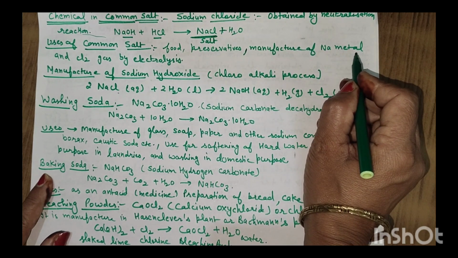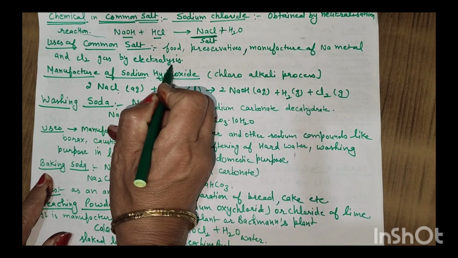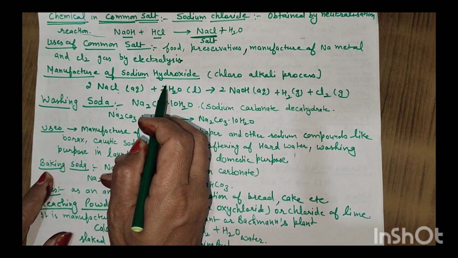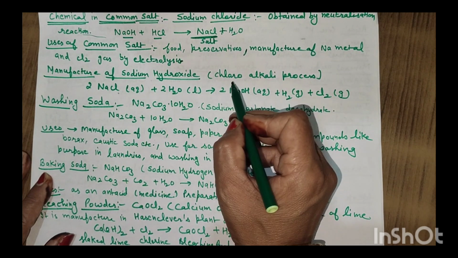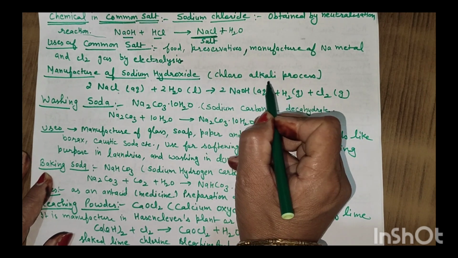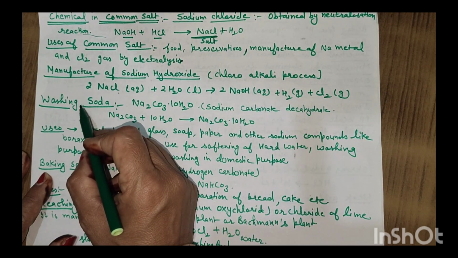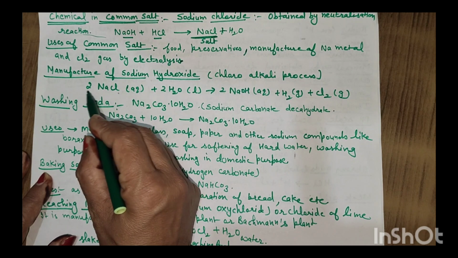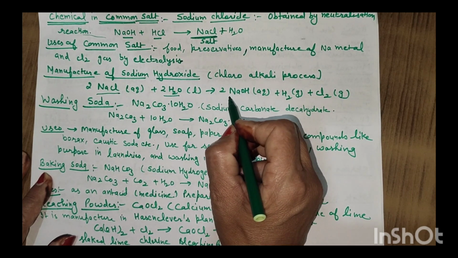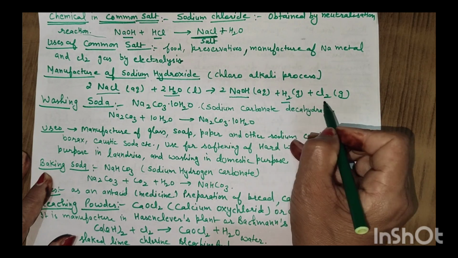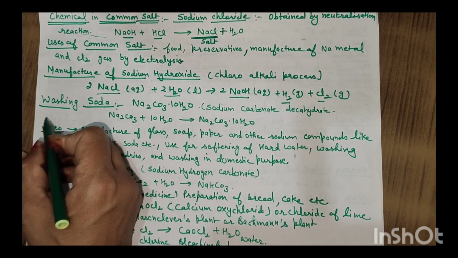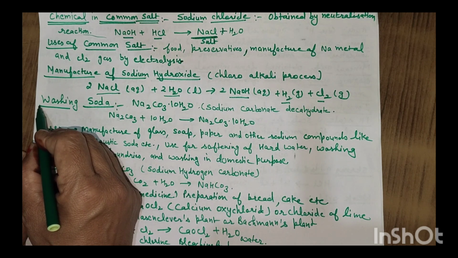Manufacture of sodium metal and chlorine gas is by the process of electrolysis. How is sodium hydroxide manufactured? This is by the chloroalkali process. In this process, sodium chloride is mixed with water, and it forms NaOH and H2, and Cl2 gas is released.